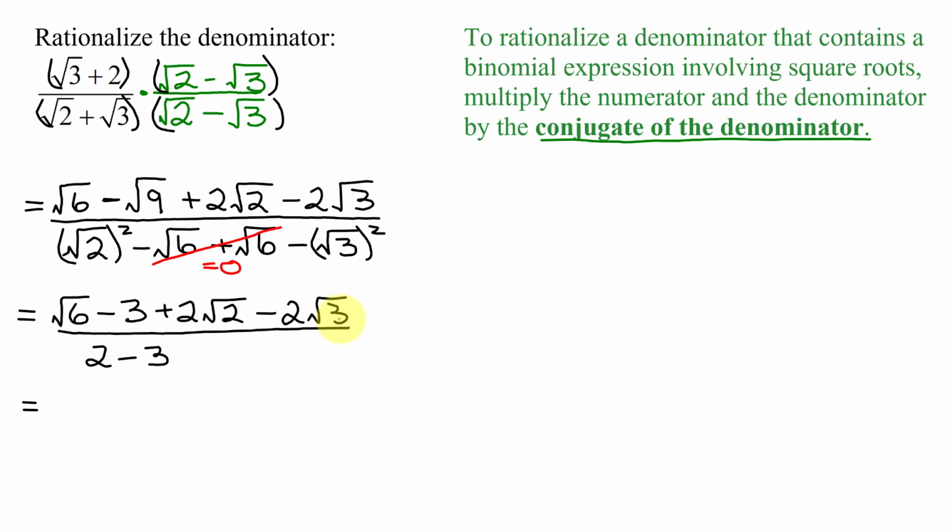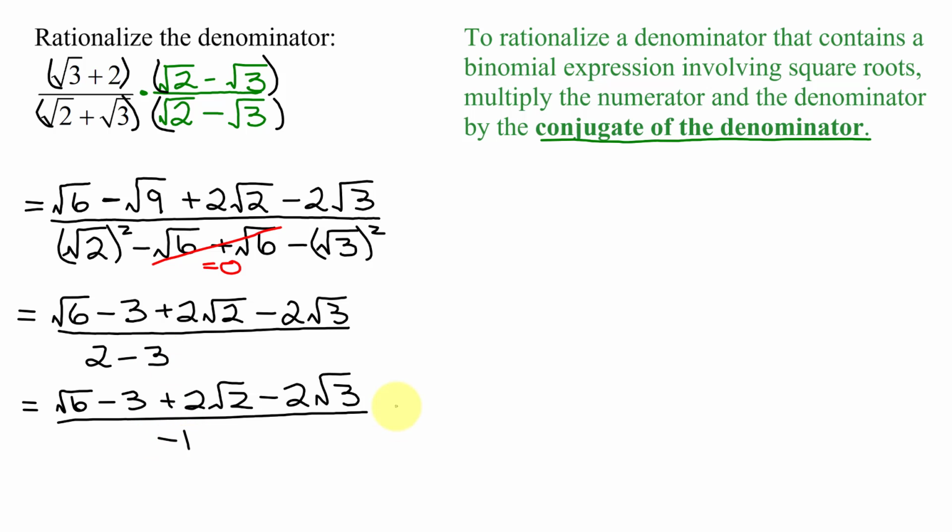Now, can I simplify the numerator? Can I combine any of these radicals? All the radicands are different. I cannot combine them. So I'm just going to get the square root of 6 minus 3 plus 2 times the square root of 2 minus 2 times the square root of 3. All divided by 2 minus 3 is negative 1.